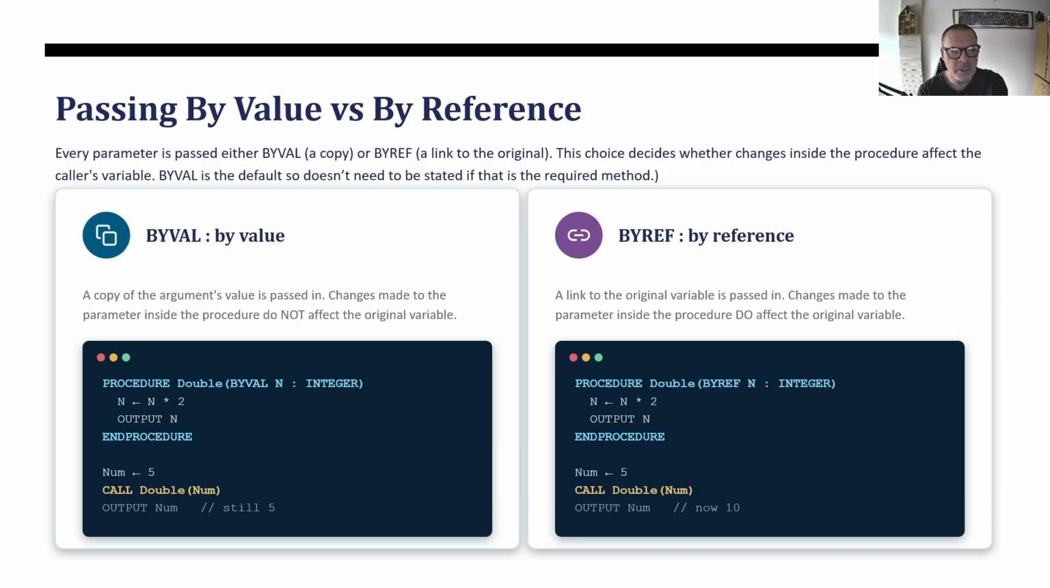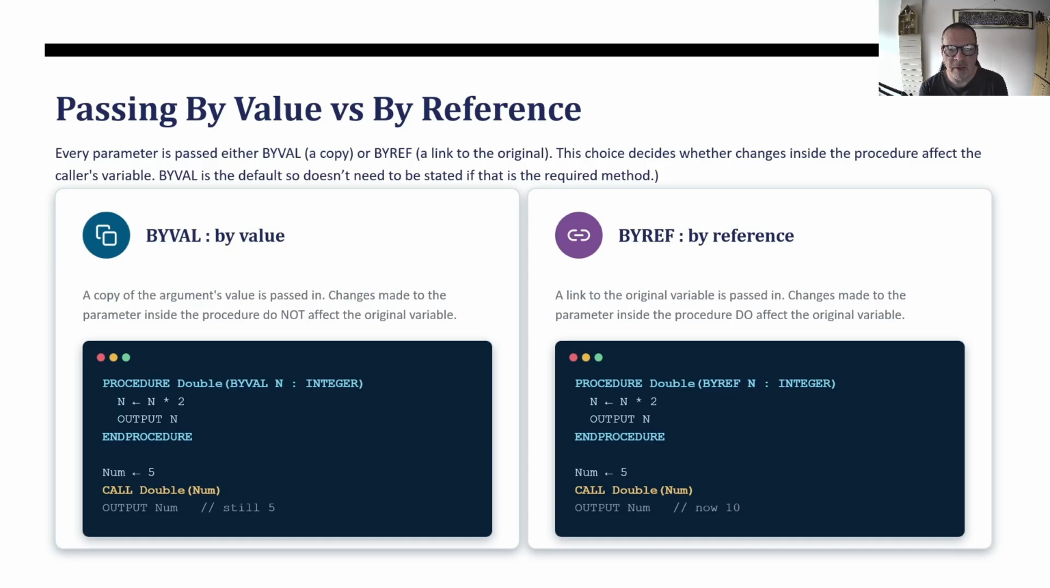We do something with it inside the procedure, like n becomes n times 2 in this case. And inside the procedure, it outputs n. So if we pass in num, that's passing in a copy of 5. 5 comes into the n parameter. That's doubled and output, so that's output 10. Now the question is, what's happened to num after we've called that? In this case, because we use by val, absolutely nothing.